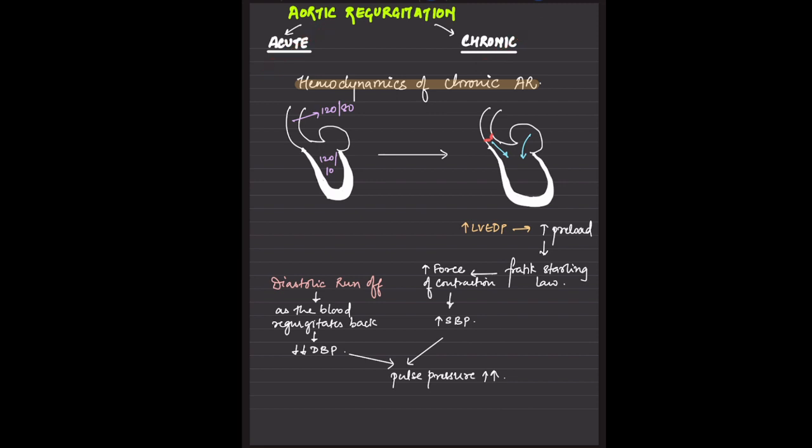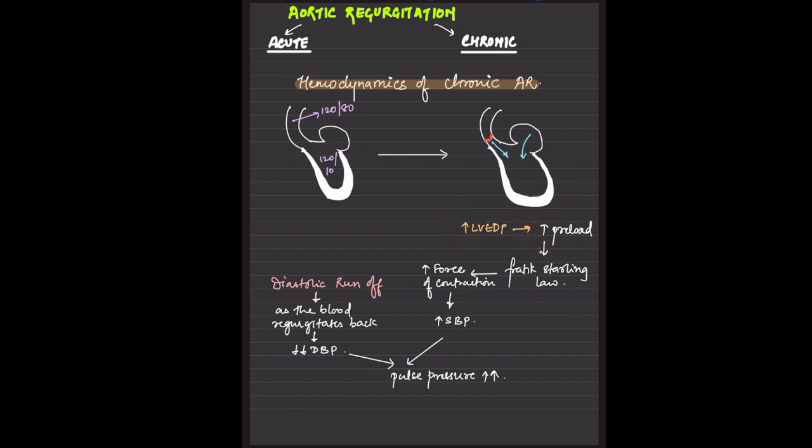So let's see the hemodynamics of chronic aortic regurgitation. Say we have this is the heart and this is the aorta, okay? This is the ventricle, of course. So if there is any aortic regurgitation, that means the blood is flowing back into the left ventricle. So there would be, of course, an increase in the left ventricular end diastolic pressure because of an increase in the left ventricular volume, right?